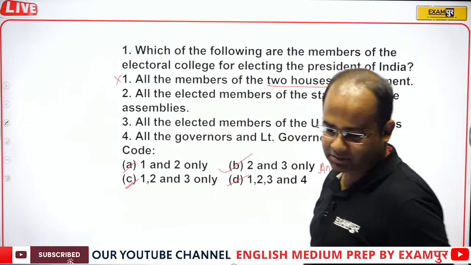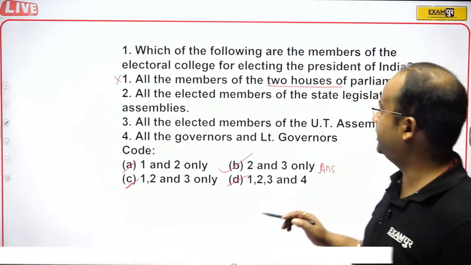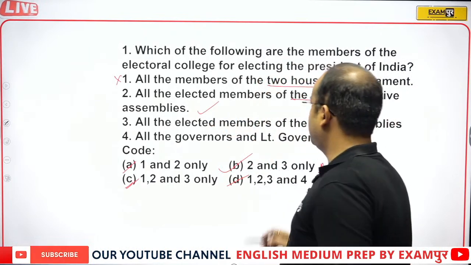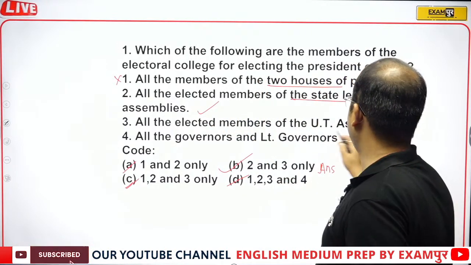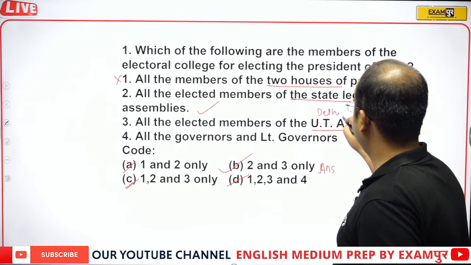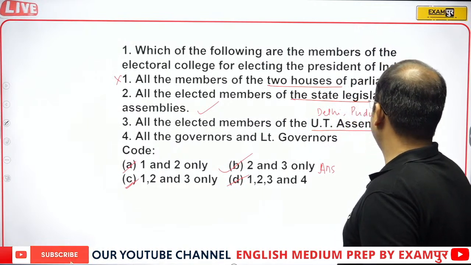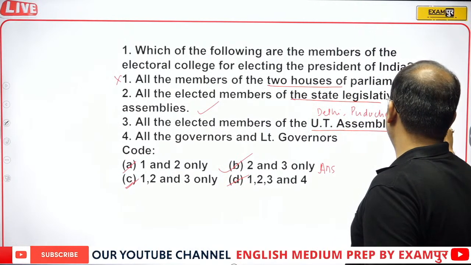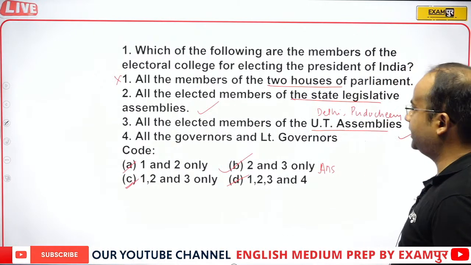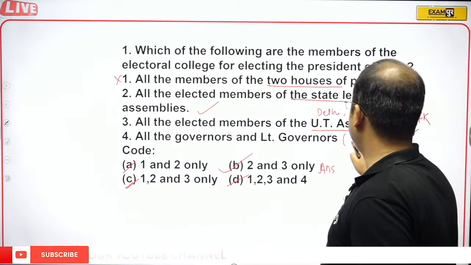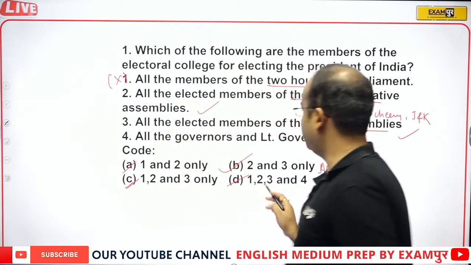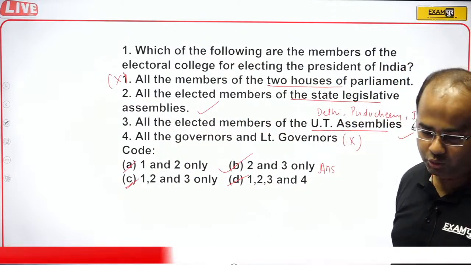Now let's come to the explanation of this question. All the elected members of the state legislative assemblies, this is correct. All the elected members of union territory assemblies, and union territories with assemblies are Delhi, Puducherry and Jammu and Kashmir, they also participate. Governors and lieutenant governors do not participate. Therefore the correct answer will be option B, that is only 2 and 3.